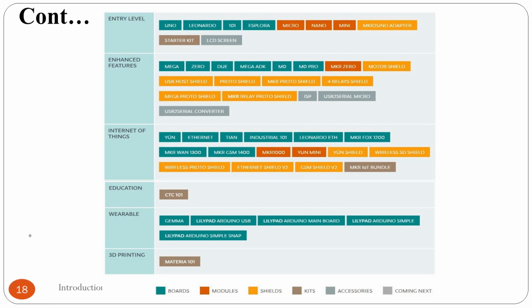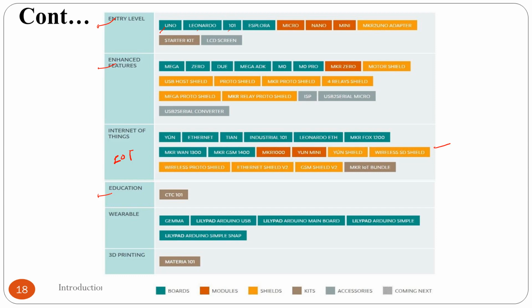If you want to learn Arduino, there are different levels of learning. At the entry level, for simple projects, we have the Arduino Uno board, the Arduino Leonardo board, and the Arduino 101 board. For enhanced features, if you want to design complex applications, we have the Arduino Mega, Arduino Zero, Arduino Duo, etc. For IoT there are different boards available. For educational we have the CTC 101. For wearables and 3D printers we have particular boards. So for different categories, we have different boards.